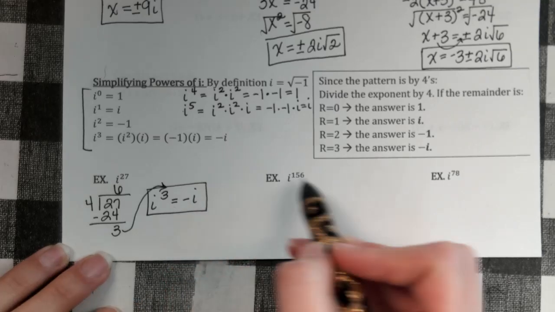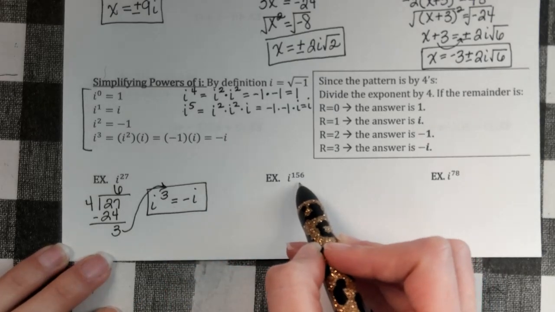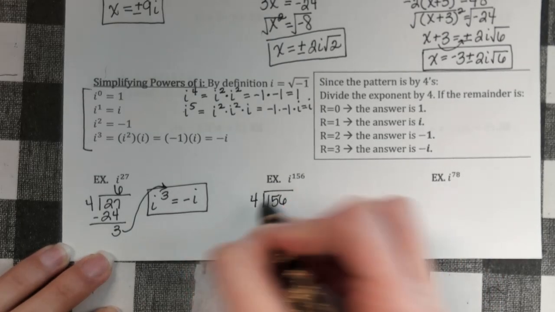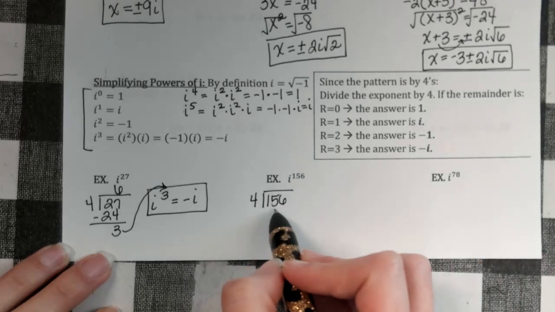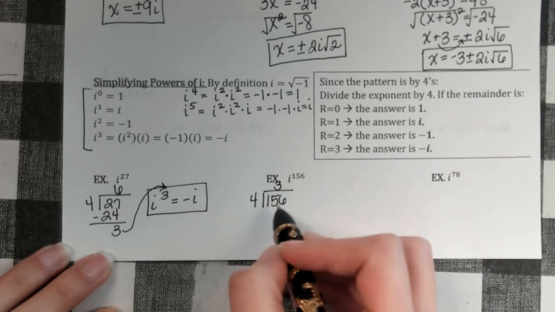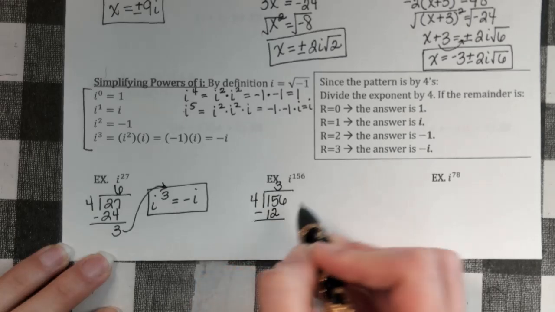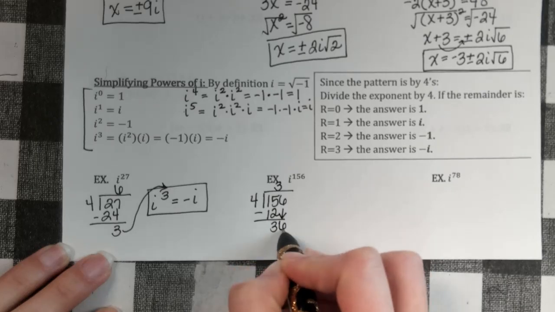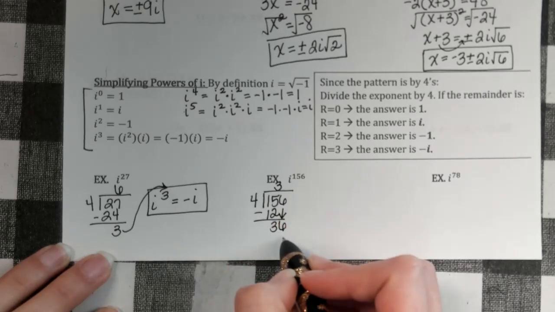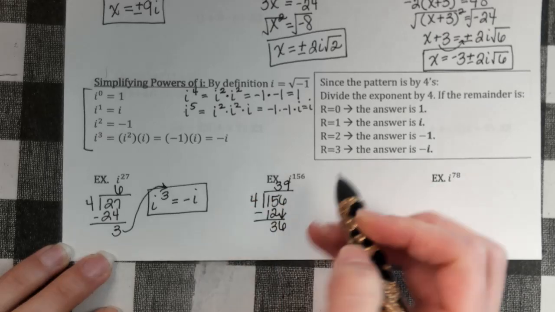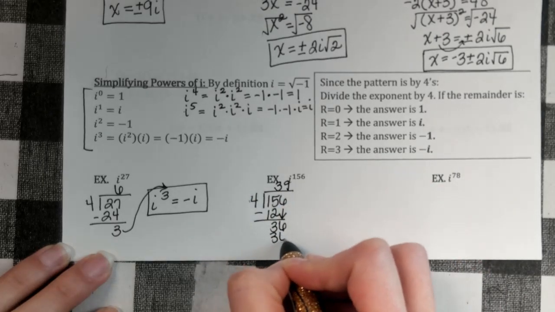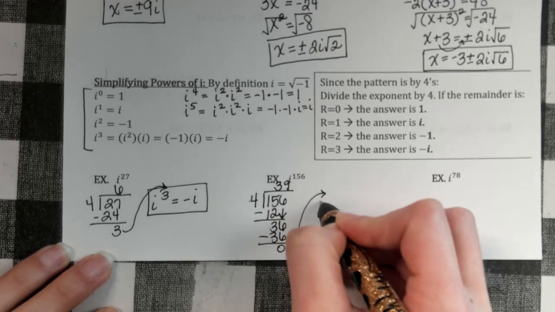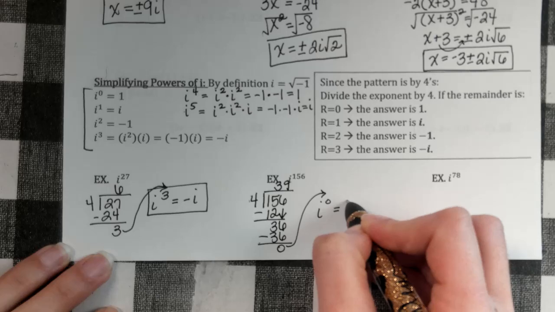Okay. If I do i to the 156th power, I take that exponent, 156, and I divide it by 4. 4 can go into 15 3 times. 3 times 4 is 12. When I subtract that, 15 minus 12 leaves me with 3. Bring down your 6. 4 can go into 36 9 times. 9 times 4 is 36. I have a remainder of 0. So i to the 0 power is 1.